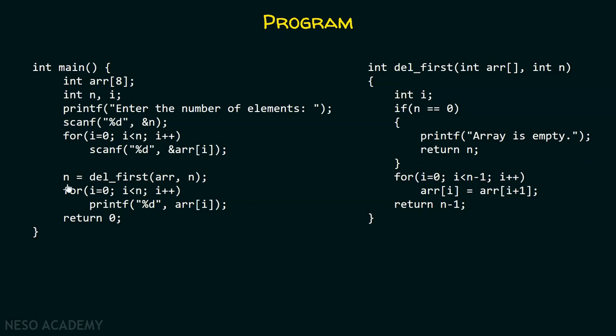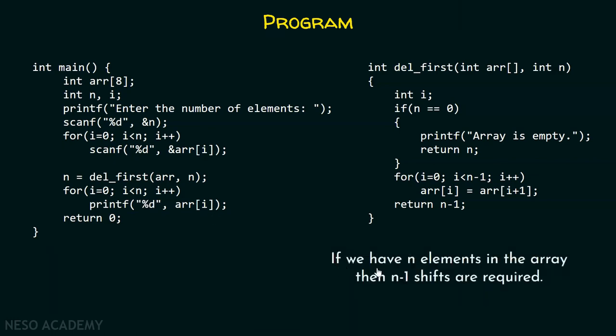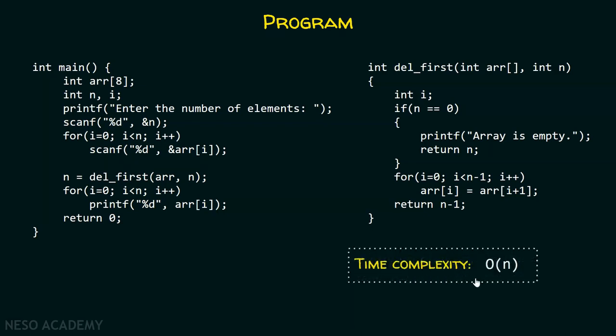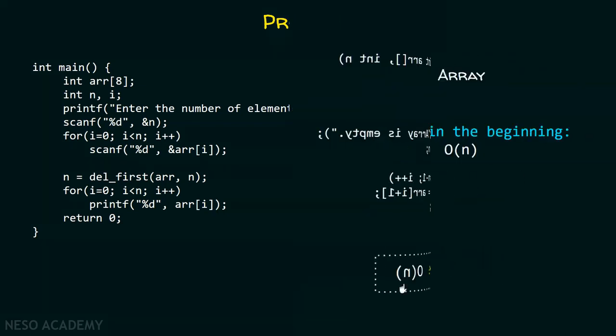If we have 6 elements in the array, then after this function evaluation, n will contain 5. Therefore, this loop will run from 0 to 4. That means a total of 5 elements will get printed on the screen. If we have n elements in the array, then n minus 1 shifts are required, right? Here you can see in this del first function, this particular loop will take most of the time, right? It runs from 0 to n minus 2. There are a total of n minus 1 shifts required in this case. Hence, the time complexity in this case is big O of n.